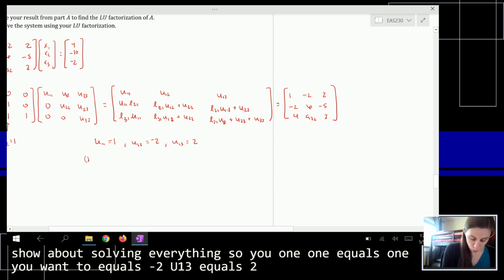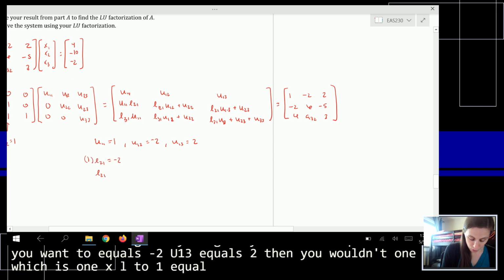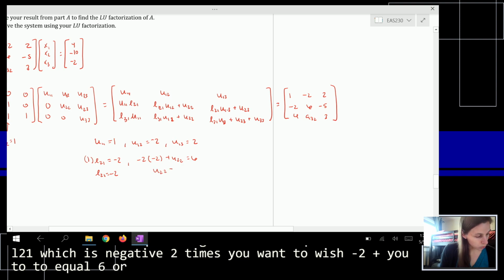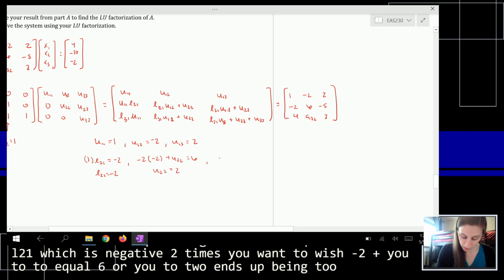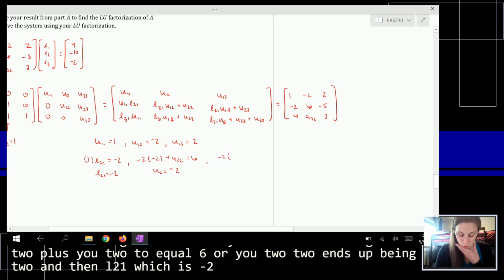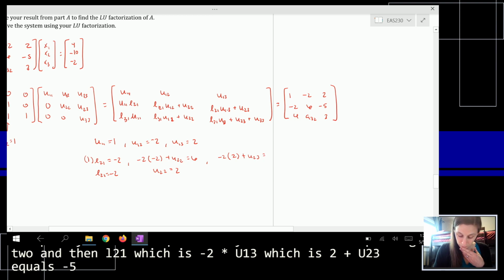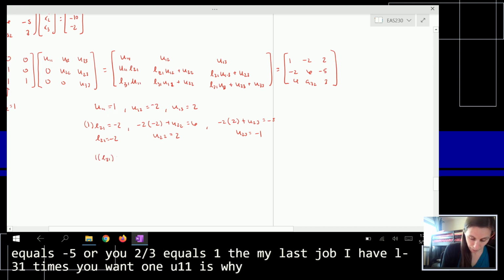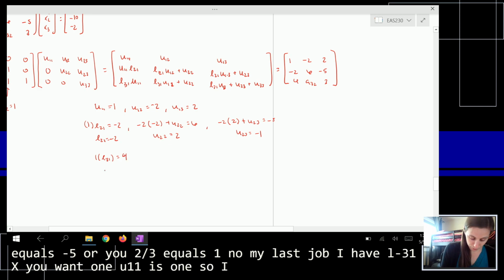Then U11, which is 1, times L21 equals -2. So L21 equals -2. Then L21, which is -2, times U12, which is -2, plus U22 equals 6, or U22 ends up being 2. And then L21, which is -2, times U13, which is 2, plus U23 equals -5, or U23 equals -1. And then my last row, I have L31 times U11. U11 is 1. So I have L31 equals 4.